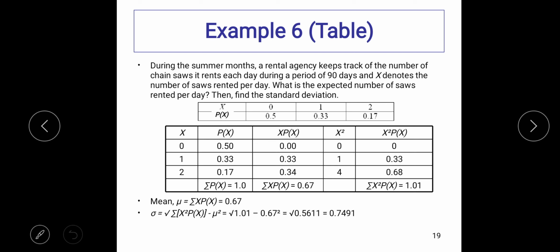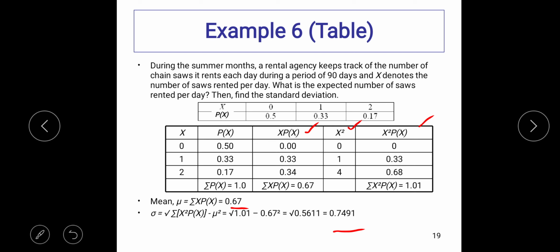Okay, this is another way for you to find your mean and standard deviation by using the table. Construct the table so that you can do your calculation in a more organized way. Okay, same, only in the form of a table here. Same goes with the previous example. You construct your xpx, your x squared, and your x squared p. And finally, you should be able to get the same values for your mean and standard deviation.